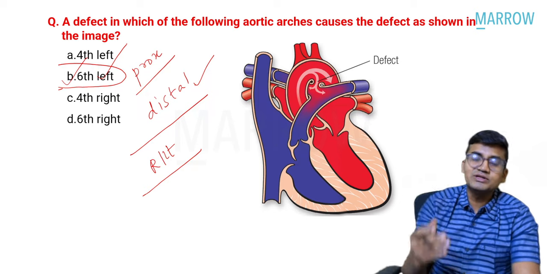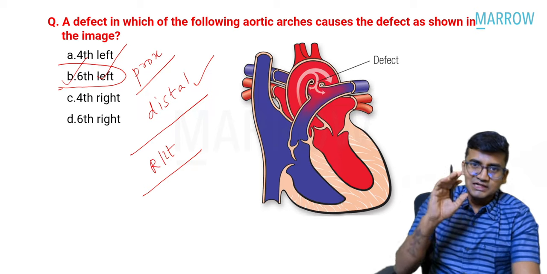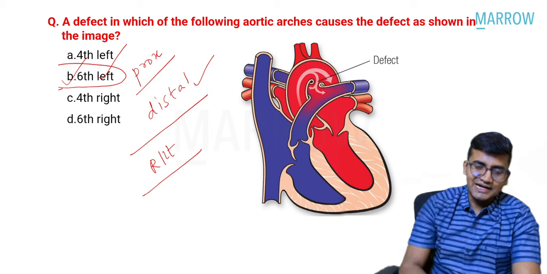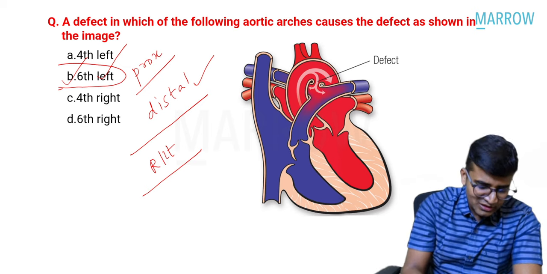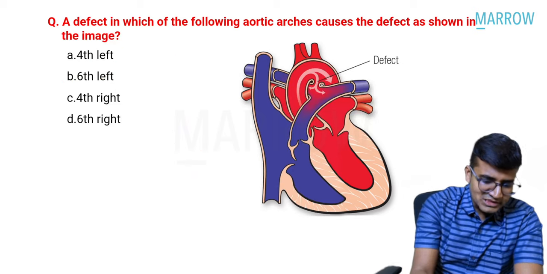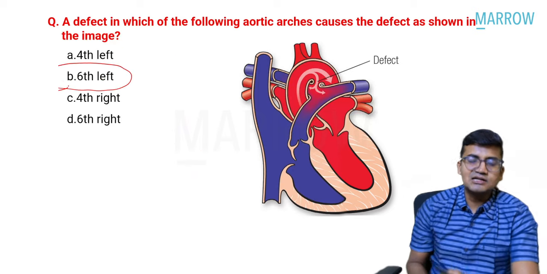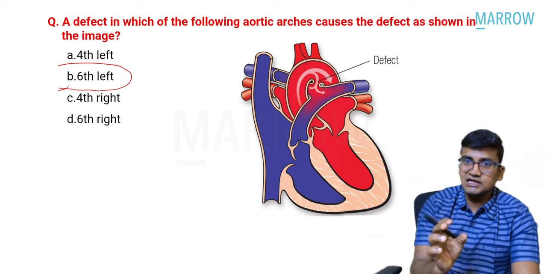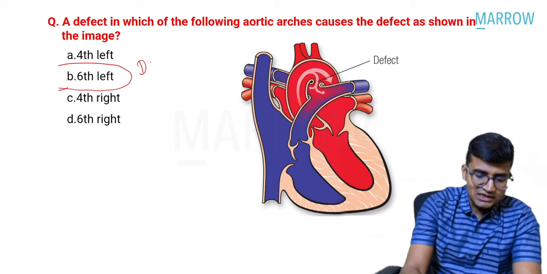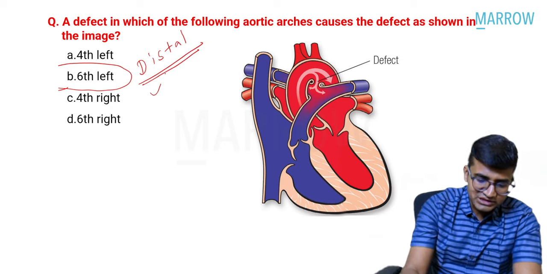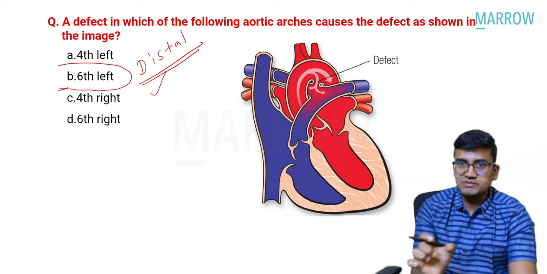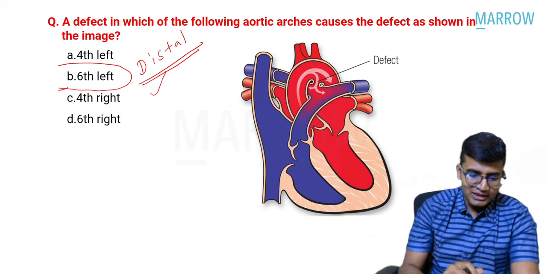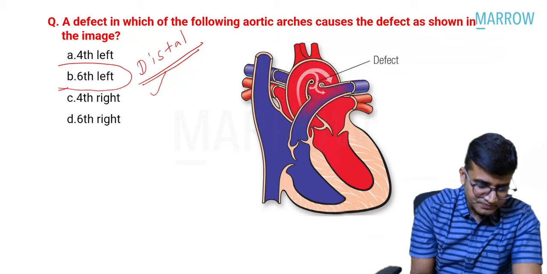They will confuse you with the proximal part of left 6th, right side 6th arch distal, right side proximal part distal. Likewise, they will confuse you. So please be clear. The ductus arteriosus is coming from the distal part of the left 6th arch artery. Be specific. Distal, this word is very important. So when they ask you this question again in the future, they add this word, distal, proximal. They confuse you. Please be clear. Right. Now come to the next question.